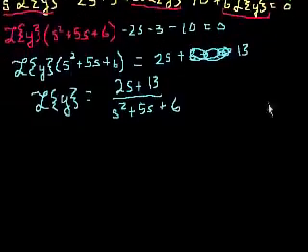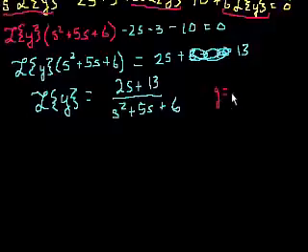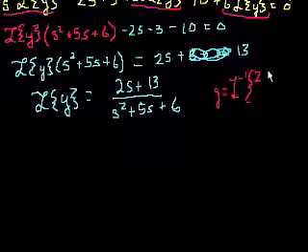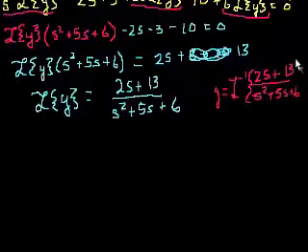And essentially, what we're trying to do is take the inverse Laplace transform of both sides of this equation. So another way to say it, we could take the inverse Laplace transform of both sides. We could say that y is equal to the inverse Laplace transform of this thing, 2s plus 13 over s squared plus 5s plus 6.